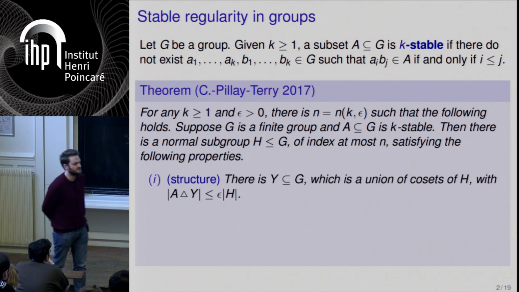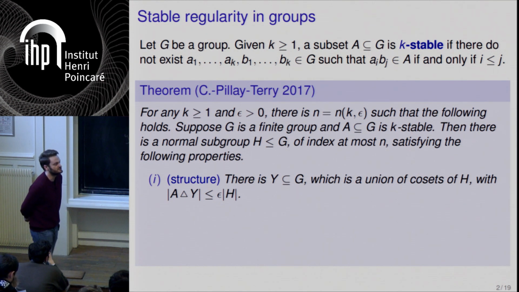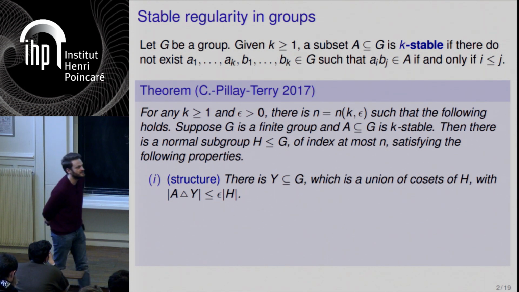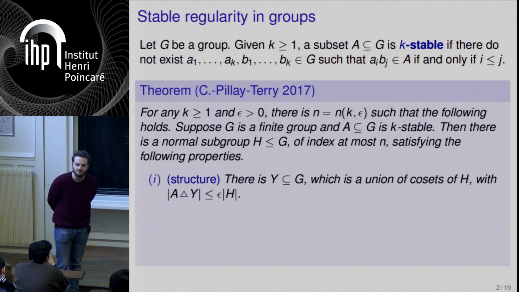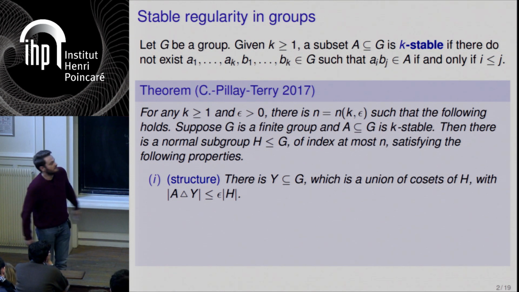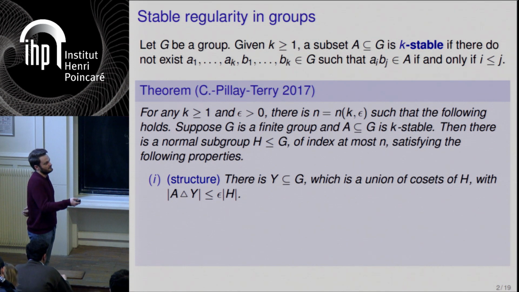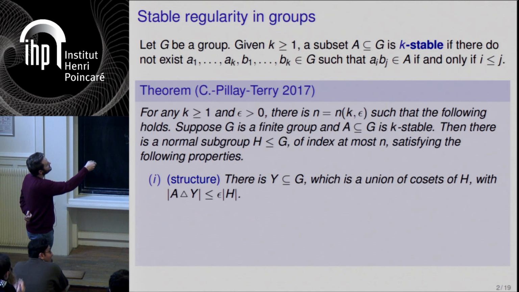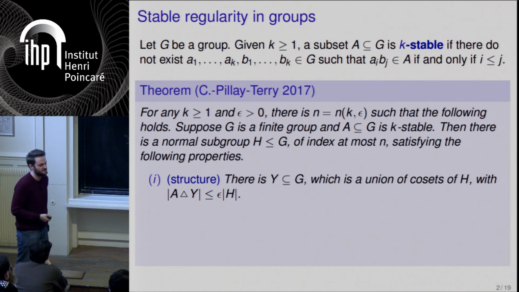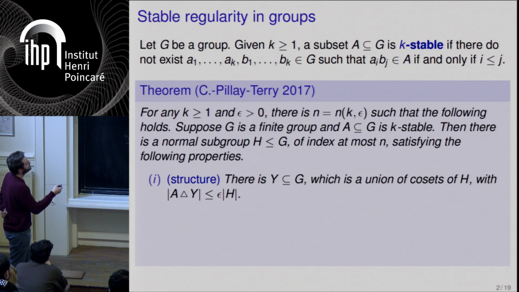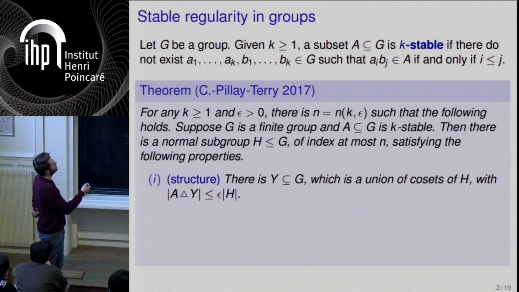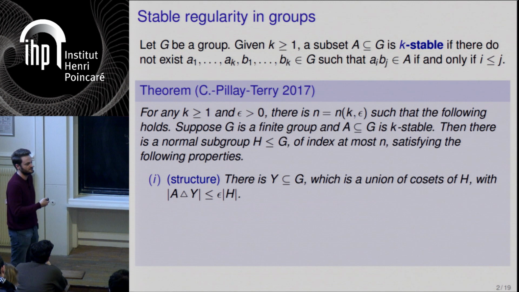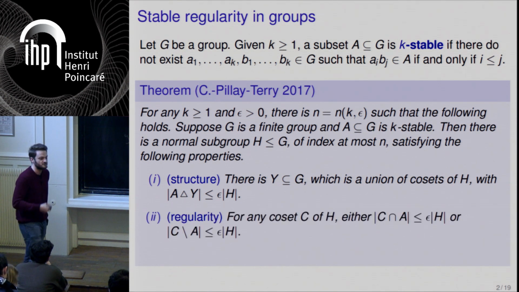In particular, I can find a subset Y of G, which is a union of cosets of this group H and looks almost like A, meaning the size of the symmetric difference with A is at most epsilon times the size of H. And as Caroline pointed out, getting the size of H here is stronger than getting the size of G, which is what was in that corollary. This improvement allows us to deduce the regularity statement immediately from the structure statement.